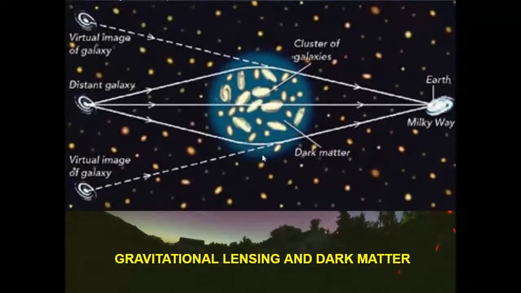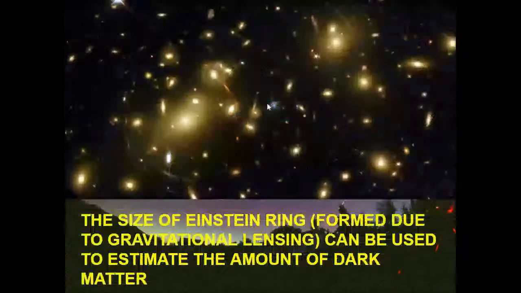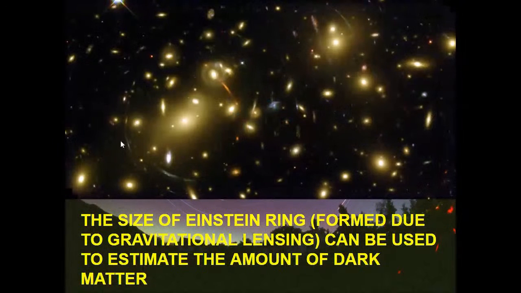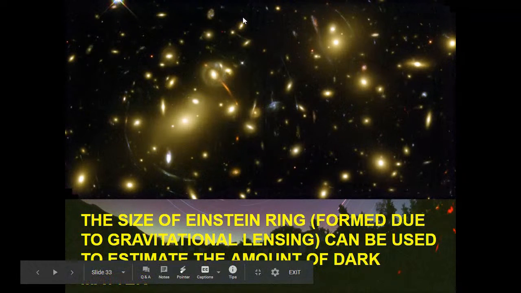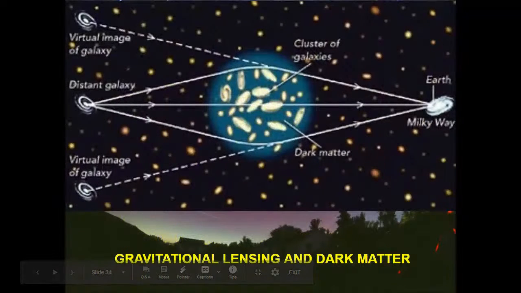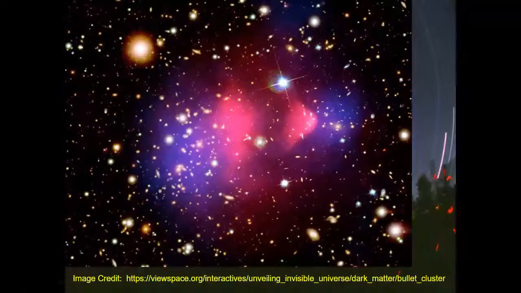The total gravitating mass causes the bending of light, and therefore, by studying these arcs, one can infer what is the total amount of matter which is associated with the cluster of galaxies. And hence, we can infer about the dark matter by modeling the gravitational lens.